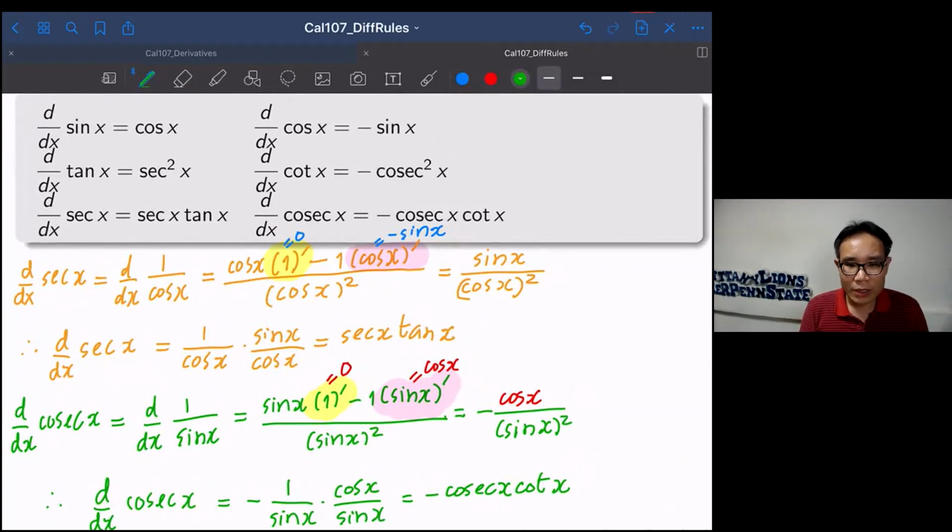Please recall, you have to be able to use the product rule and the quotient rule by heart. So you have to know that the product rule is the first times the derivative of the second plus the second times the derivative of the first, and the quotient rule is the bottom times the derivative of the top minus the top times the derivative of the bottom over the bottom squared.